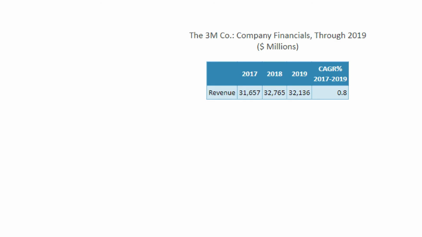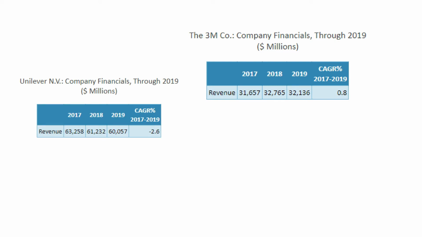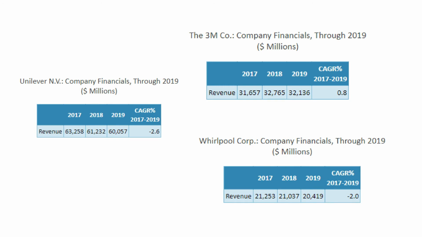Suppose for 3M, their annual revenue in 2019 was $32,136 million. For Unilever, their annual revenue in 2019 was $60,057 million. And for Whirlpool, their annual revenue for 2019 was $20,419 million. Along with the revenue that we can extract from the websites of these companies, we can also have information regarding their end users.